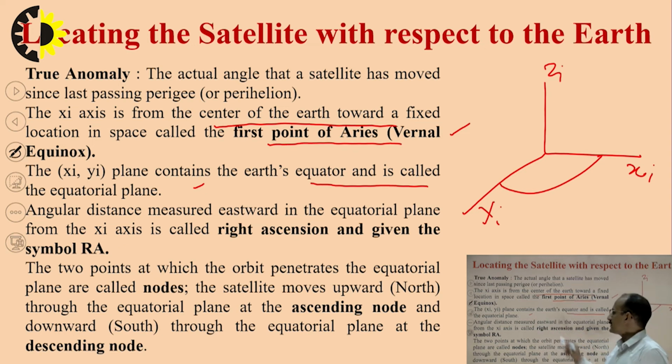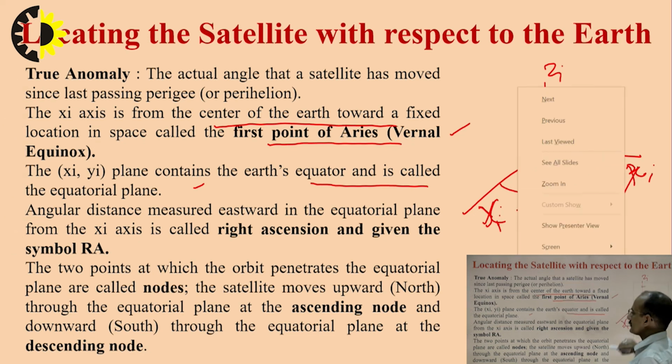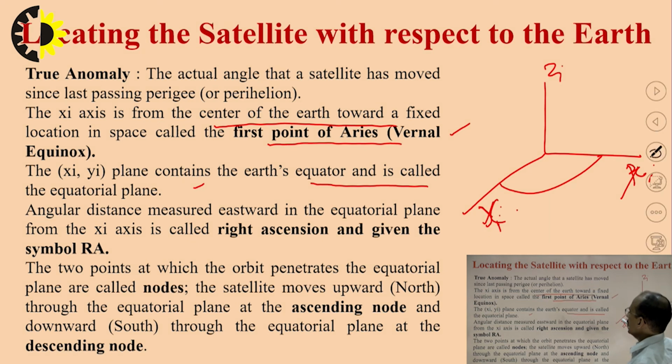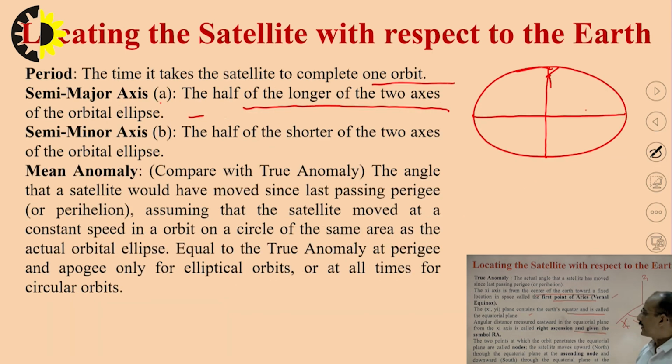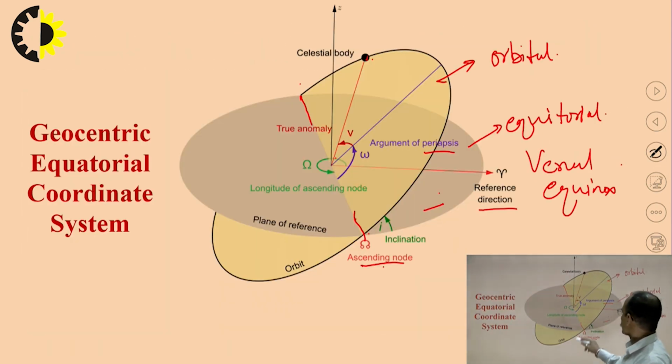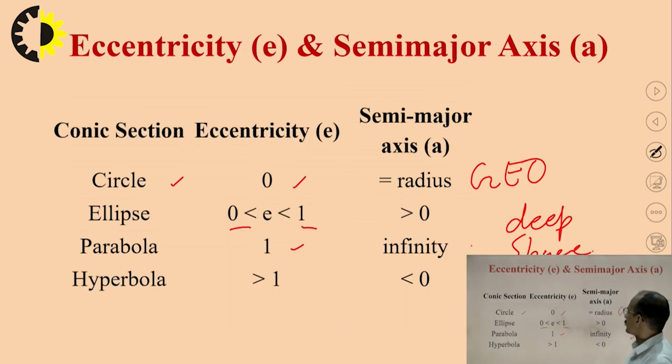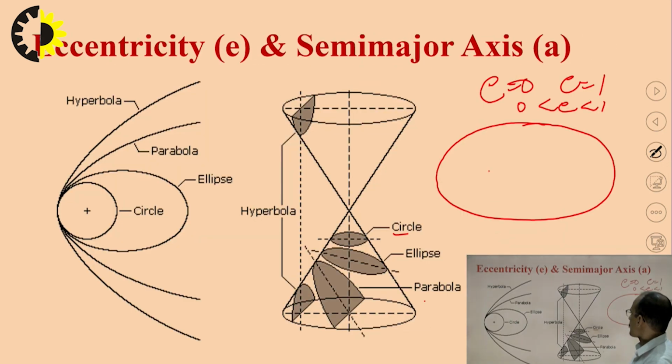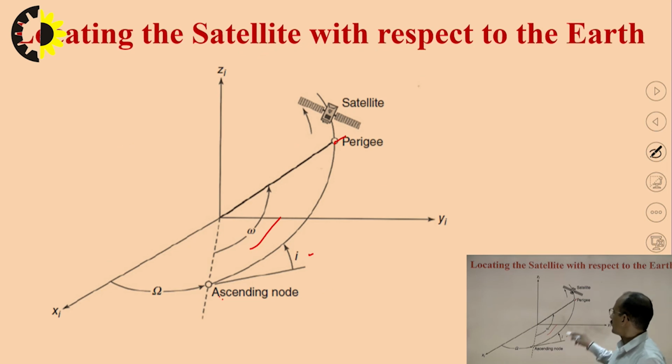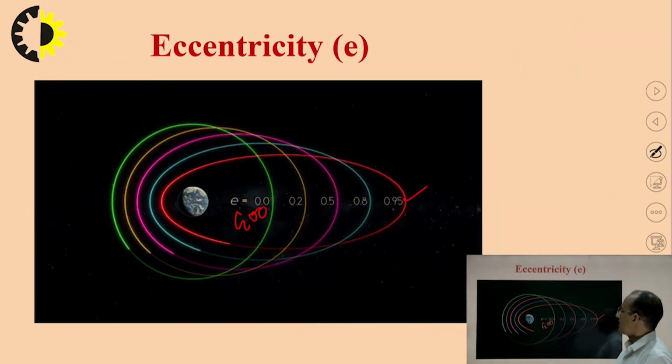Now the angular distance measured eastward in the equatorial plane from the xi axis. From this xi axis you take the measurement in the eastward direction. This is the eastward direction. In this direction you take the right ascension, and give it the symbol for right ascension. As I told you in the previous diagram, you can see here the right ascension.